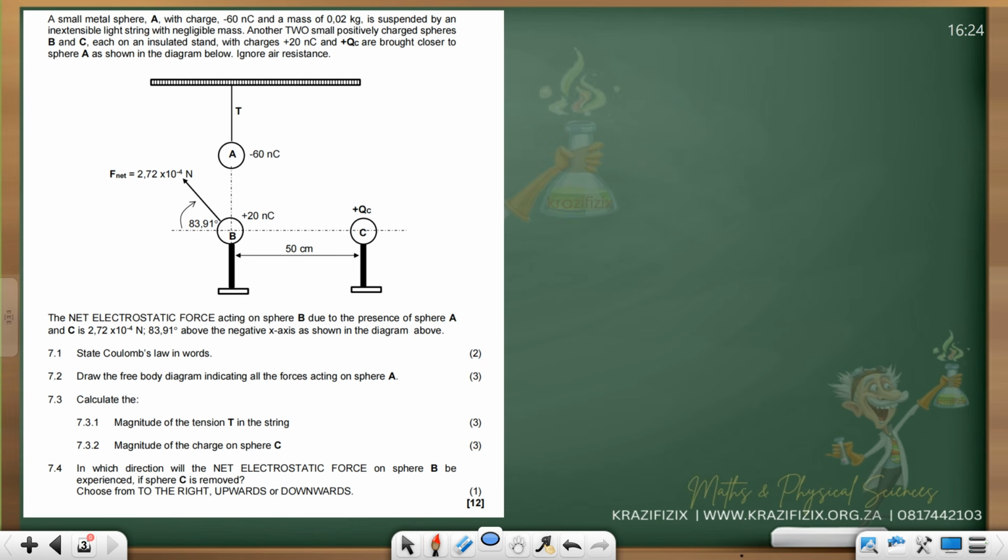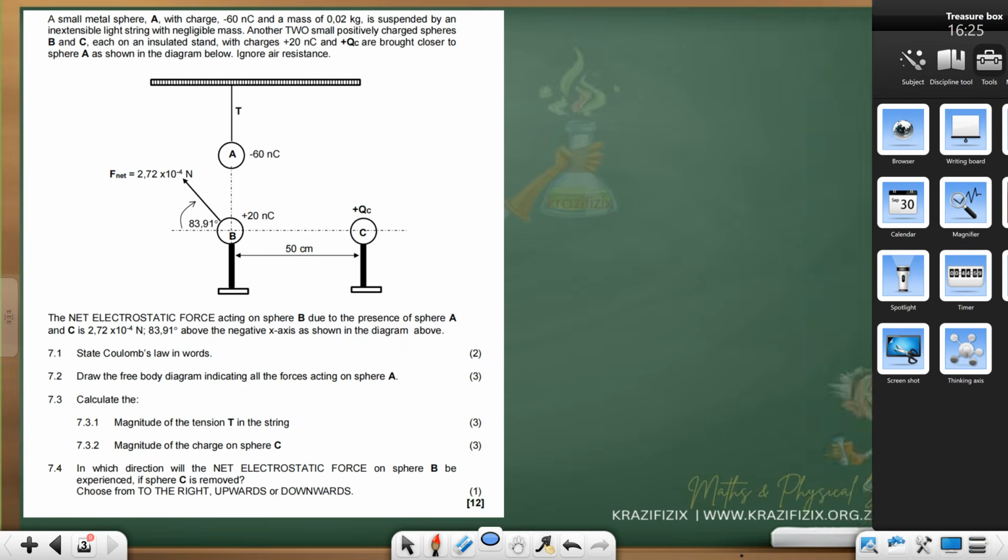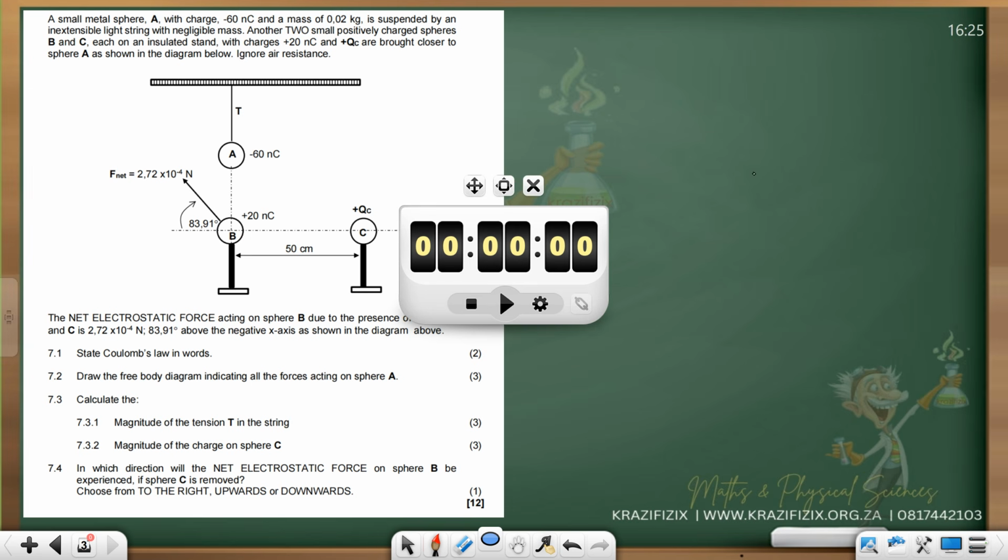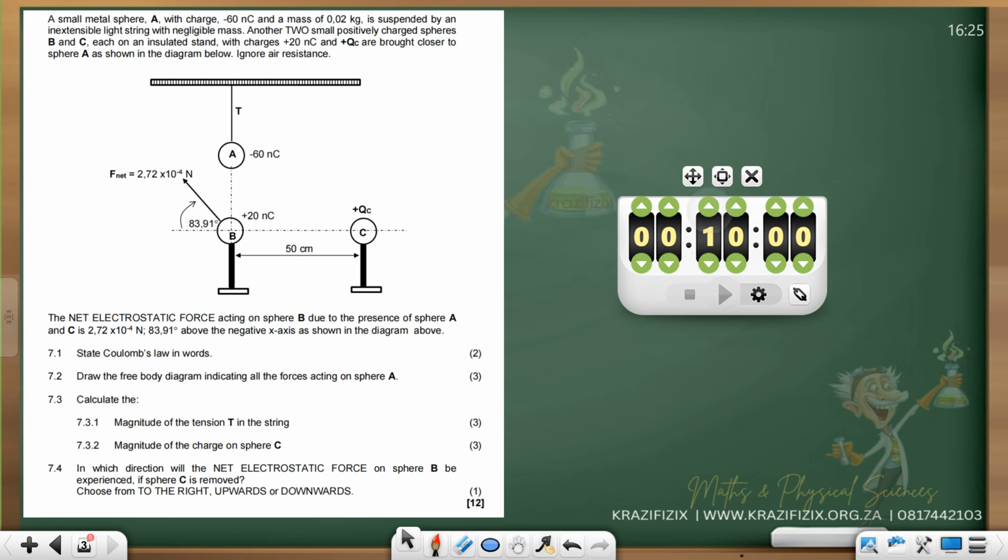Next one. Let's put some time here. 12 marks, let's put 15 minutes. I hope you have your formula pages with you, please. I give you 40 seconds extra from my kind heart.